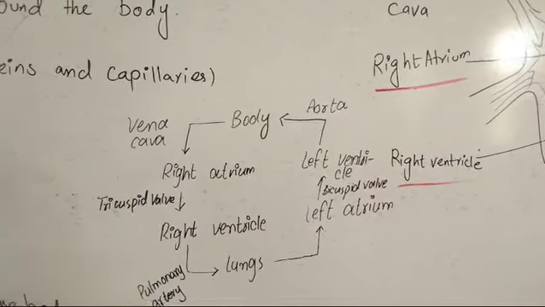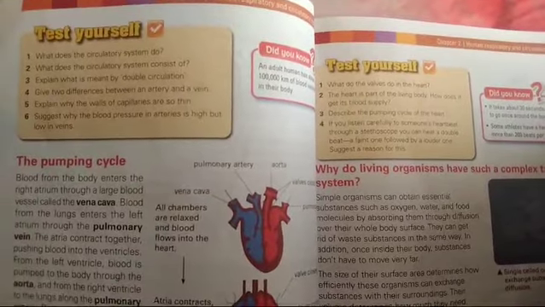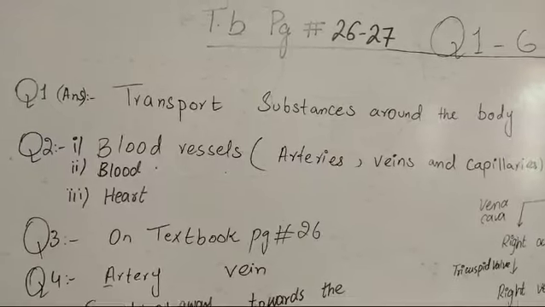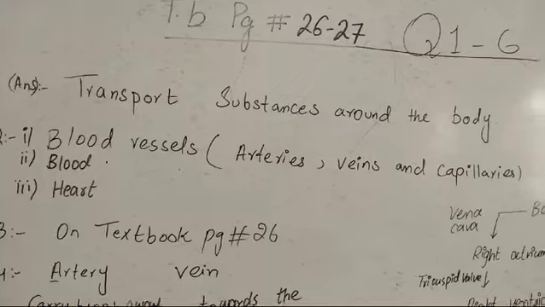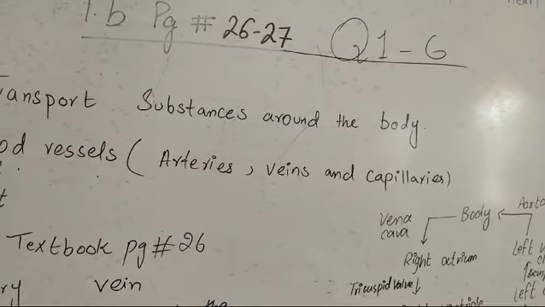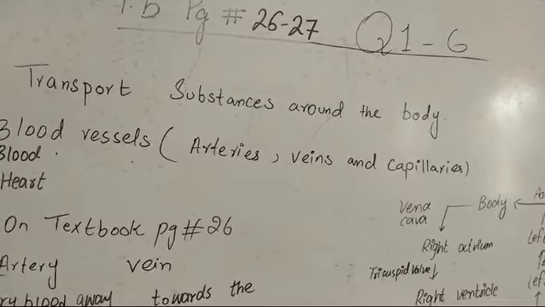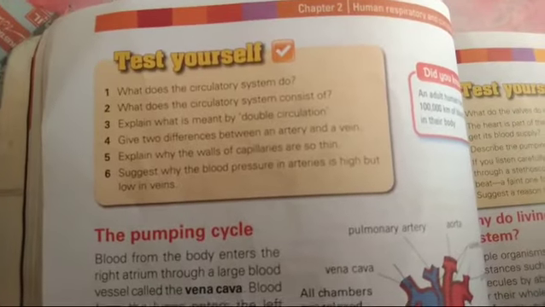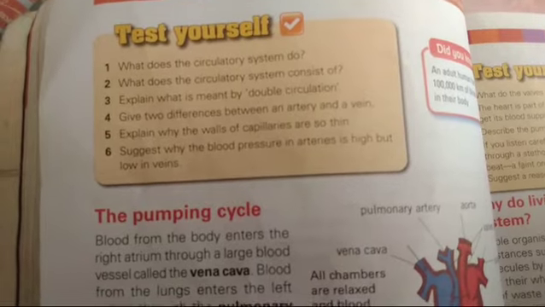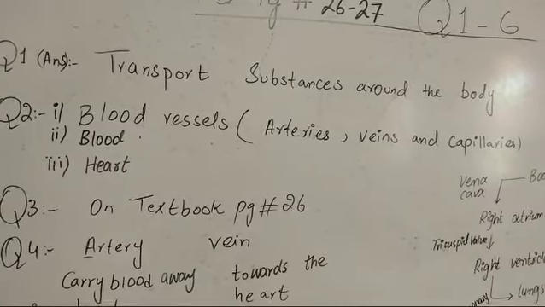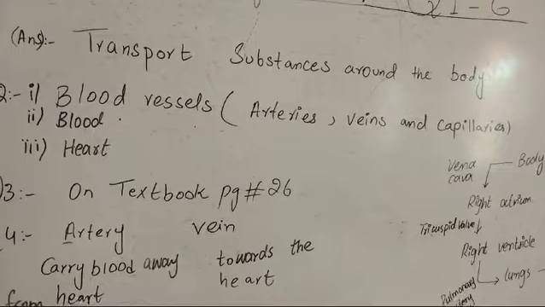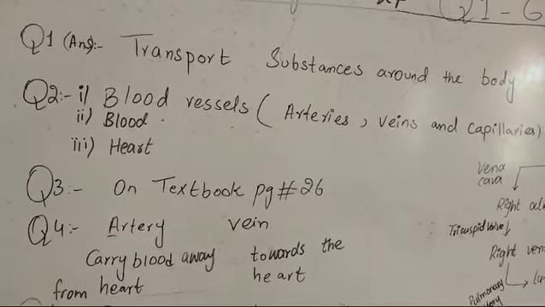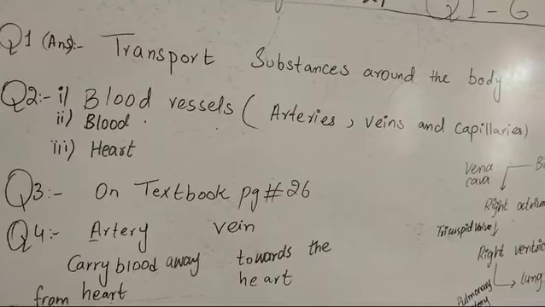Okay, move to the questions of the blood circulation. Question number 1 is, what does the circulatory system do? As you all know, it transports substances around the body that you have studied in your first lesson of this chapter. Question number 2 is, what does the circulatory system consist of? Circulatory system consists of blood vessels including arteries, veins and capillaries, blood, and the third component is the heart.